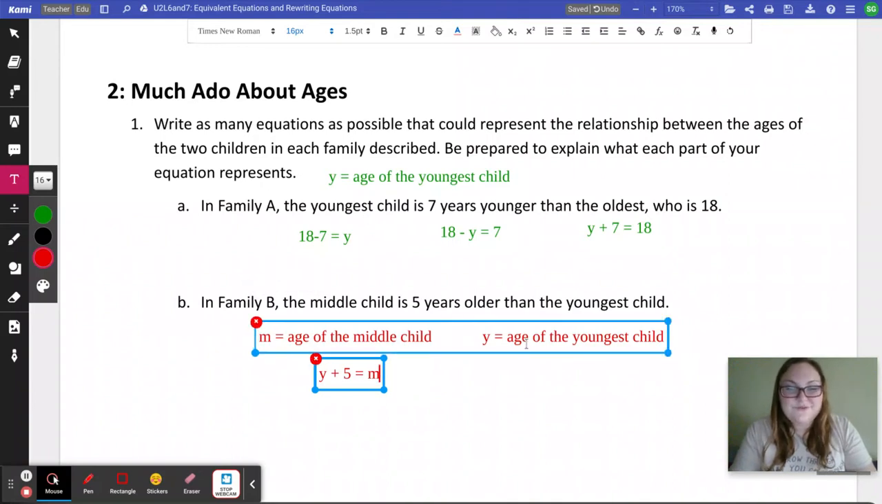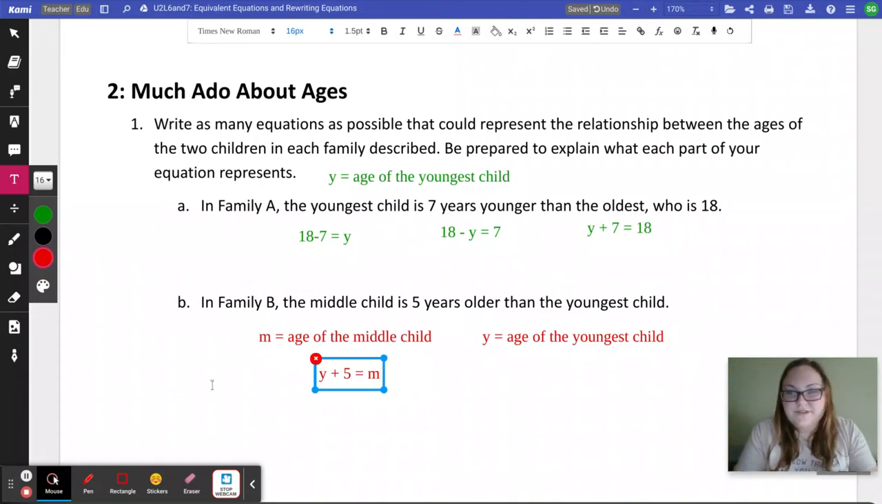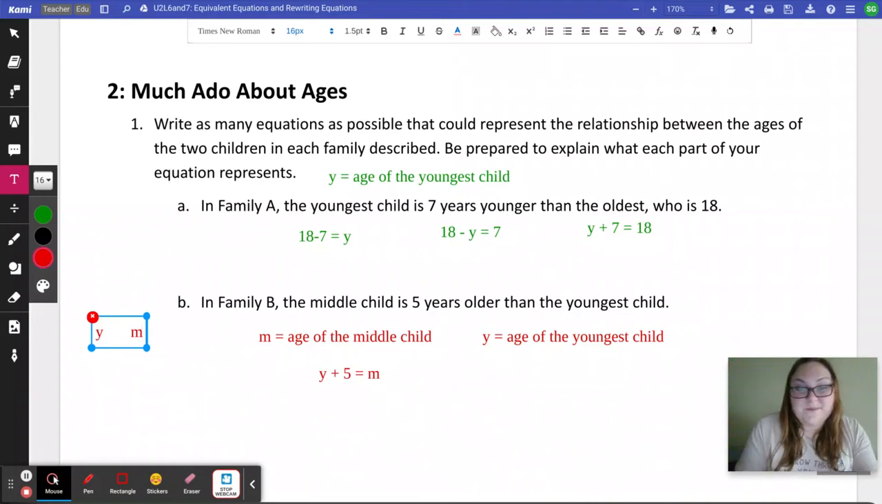Down here, we have two variables. Do you think I can come up with a solution for this situation? I can come up with possible solutions, but there's no one correct answer for this. They didn't give me enough information. But we can use those possible solutions we can come up with to help us figure out if our equations are correct. What I mean by that, I'm going to make a quick table over here. I'm going to say Y represents the age of our youngest child, M is the age of the middle child, and just make up some possible correct solutions for this situation.